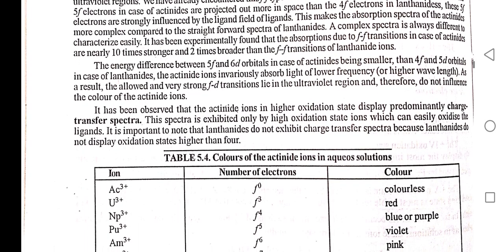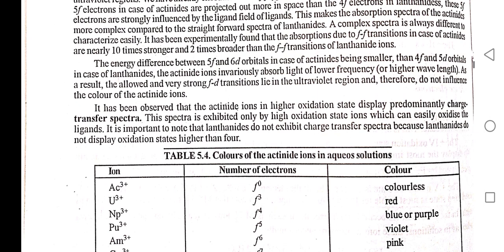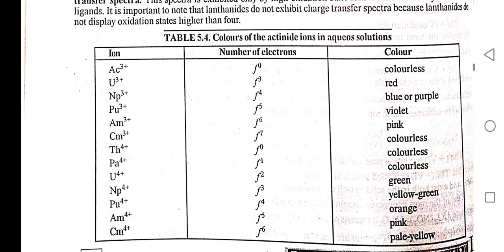It has been observed that the actinide ions in higher oxidation states display predominantly charge transfer spectra. This spectrum is exhibited only by the high oxidation state ions which can easily oxidize the ligand. It is important to note that lanthanides do not exhibit charge transfer spectra because lanthanides do not display oxidation states higher than 4.